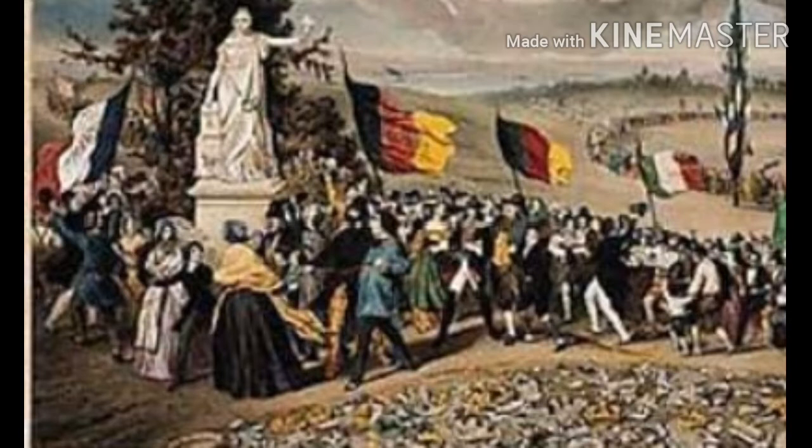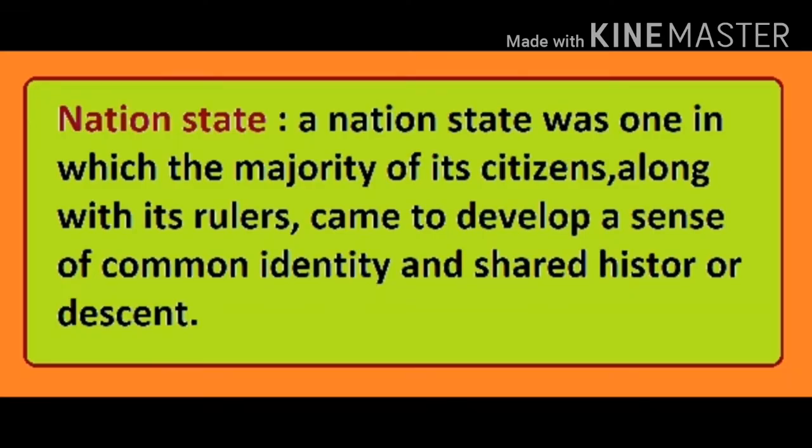Okay, and here we will understand a new term, nation state. A nation state, we can say, is a state in which the majority of its citizens, and not only its rulers, came to develop a sense of common identity and shared history or descent. That means the people of the nation state have a sense of common identity and they feel that they belong to that country.